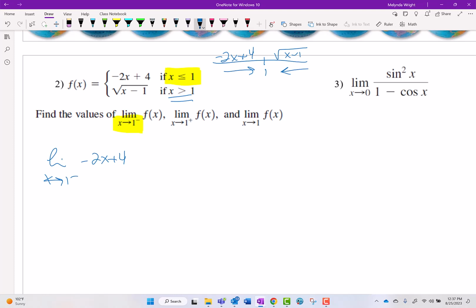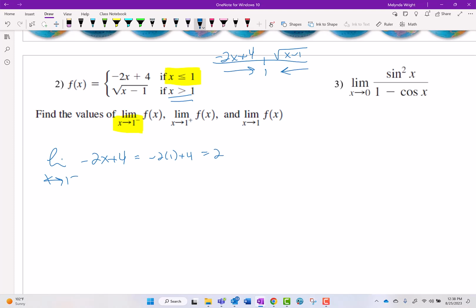So when we have one-sided limits, we're just plugging in a 1. The only time we would have to deal with anything is if we got something weird like 0 over 0 when we plugged in a 1. But when I plug in a 1, I just get a number. So I've got negative 2 times 1 plus 4, and that gives me 2. So the limit as x goes to 1 from the left is 2.